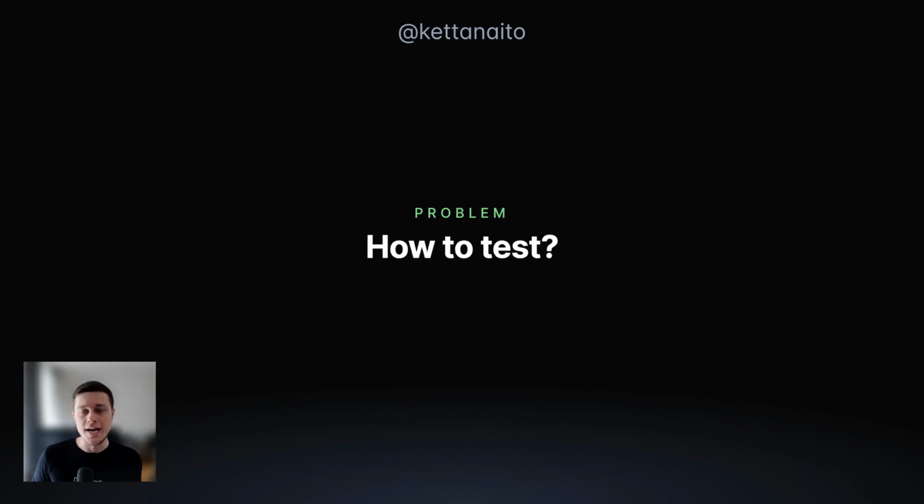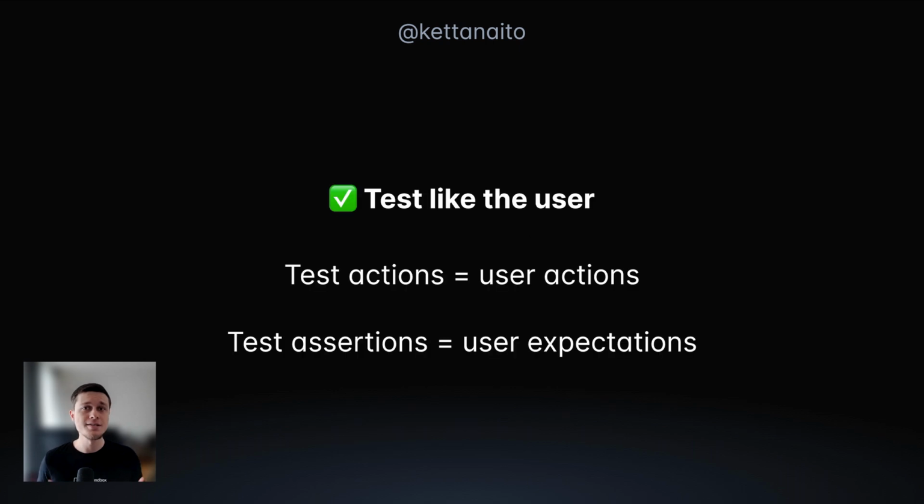And then when you know what to test, the next challenge is how to test that. I think very often when we struggle with how to approach testing, it's because we miss some sort of testing philosophy. And one of the most useful approaches that I've adopted over the years is testing like the user. What it means is that whenever you write a test, try to model it from the user's perspective. So the test actions that you perform would emulate the actions that the user would do with your software. And the assertions that you write actually reflect user expectations as the result of their actions.